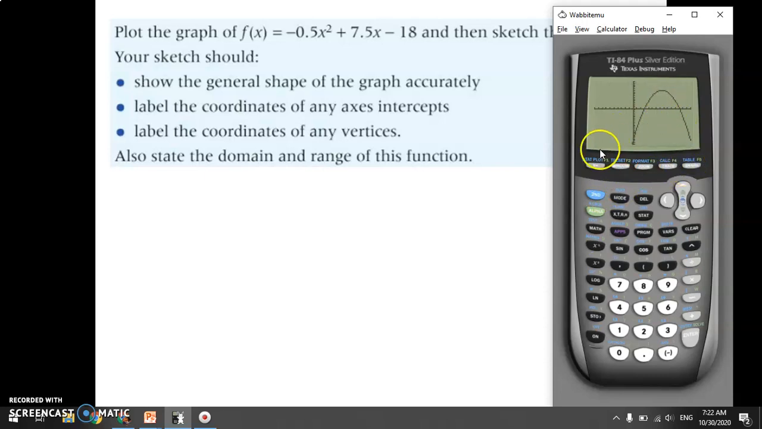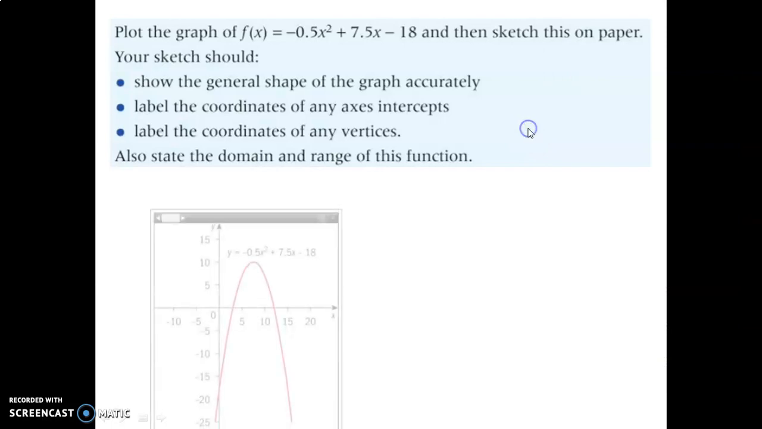Now we need the vertex. To find the vertex, I'm going to put second calc again. And we can see maximum. We know the vertex is a maximum for this one, so I'm going to press 4. It's doing the same left bound, right bound thing for me here. So I'm to the left of my vertex, definitely. Enter. I'm going to go to the right of my vertex, just a little bit beyond. Enter, and then guess, bring it back to where I think the vertex is, roughly right there. Enter. It tells me my vertex is this point, 7.5, 10.125.